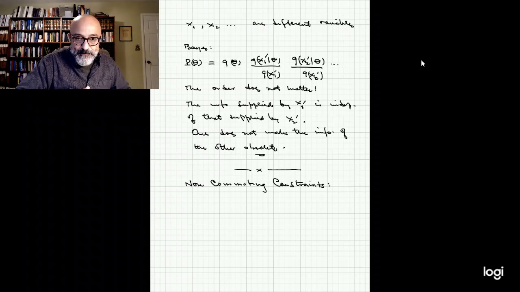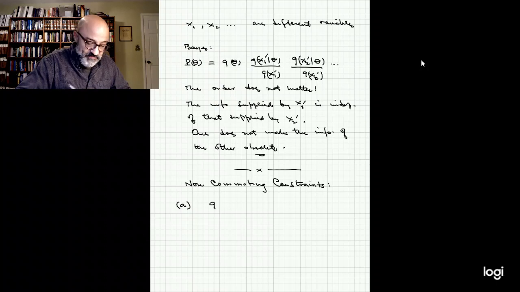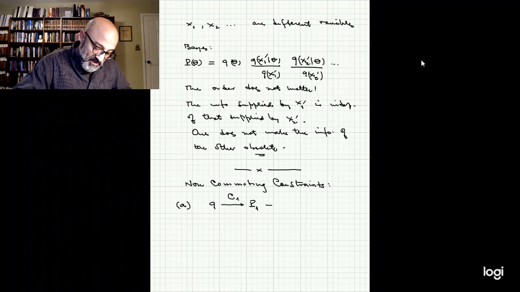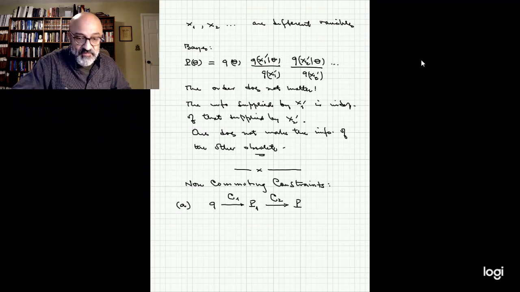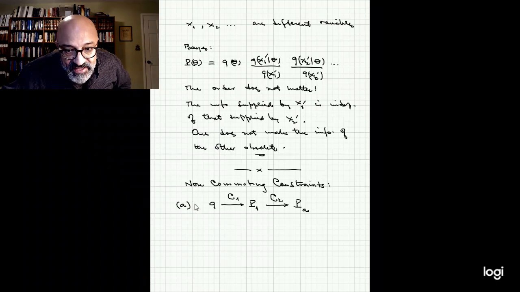Let's consider two situations. A, you have a prior, Q. I supply you with information in constraint C1. This produces a posterior P1. And now I'm going to give you another constraint. You maximize yet again, and this leads you to another posterior, which I'm going to call PA because it's case A.